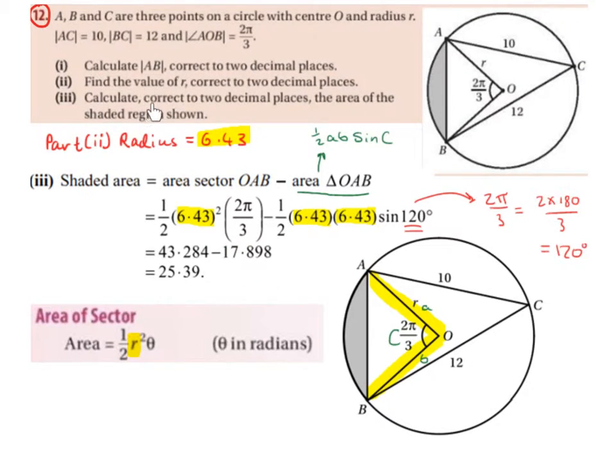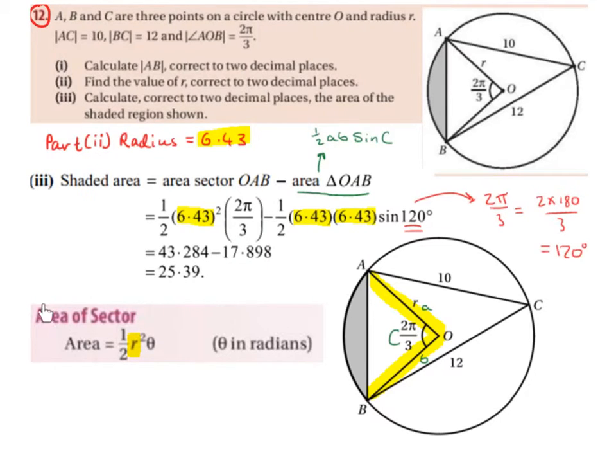Part 3. Calculate, correct to 2 decimal places, the area of the shaded region shown. So this shaded region here. We need to remember that in part 2 we got the radius to be 6.43. So the shaded area is going to be the area of the sector OAB, this pizza slice, minus the area of the triangle OAB, this triangle. And remember the formula for the area of a triangle is half ab sine C.